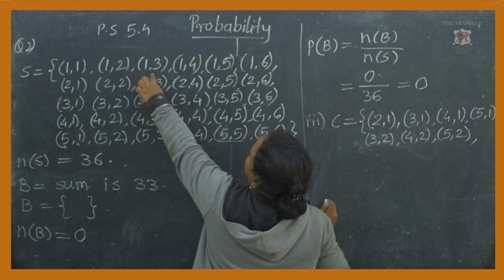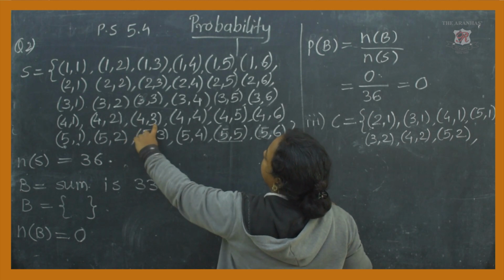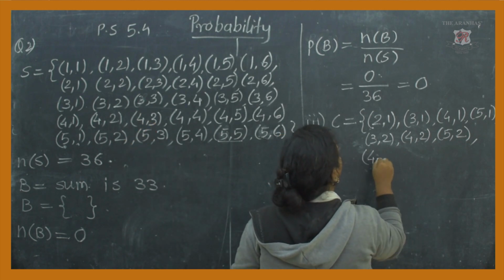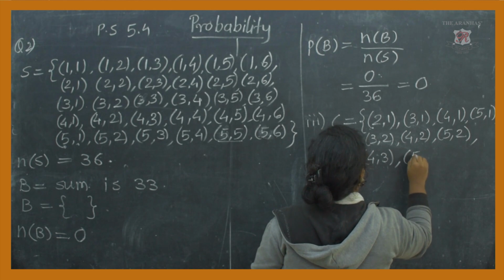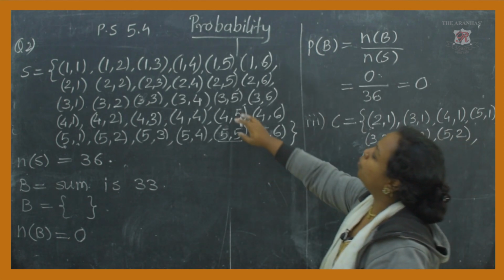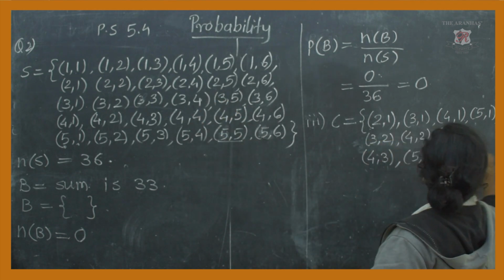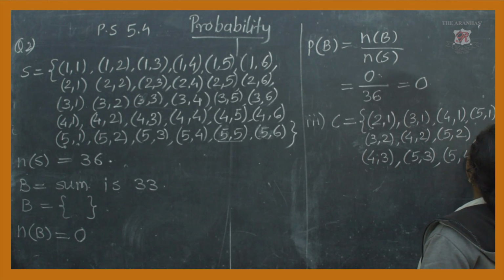Then (1,3) is not there, (2,3) also not, (3,3) is not there. Yes, 4 is greater than 3, so we can take (4,3) and (5,3). Then (1,4), (2,4), (3,4), (4,4) is also not there, (5,4). Yes, we can take (5,4) because 5 is greater than 4.